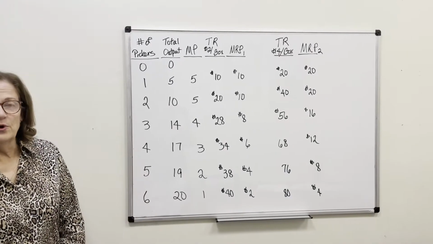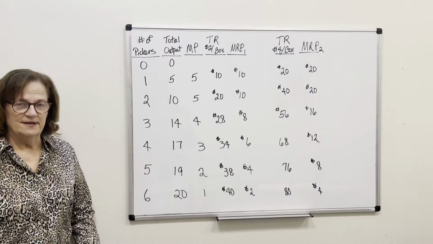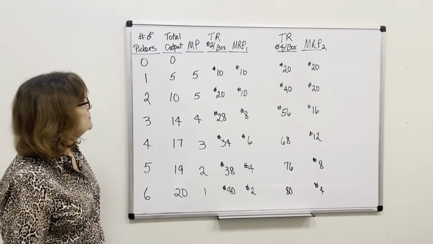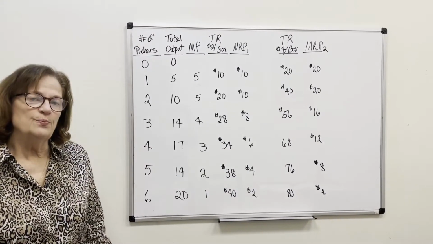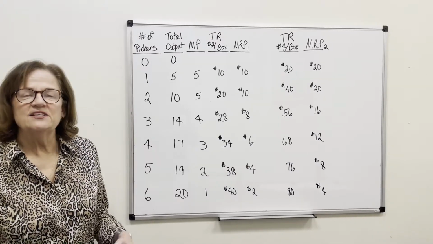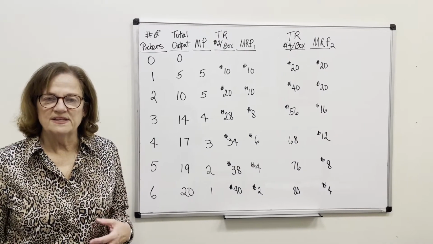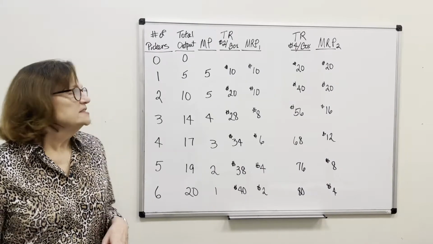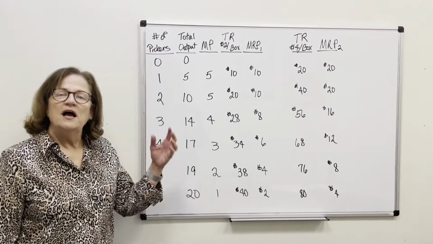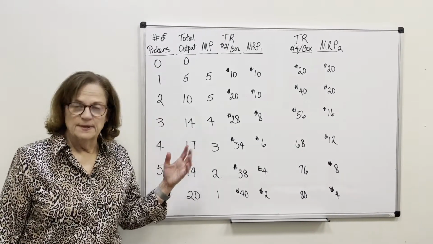Right now we're going to work a marginal revenue product problem. Remember, marginal revenue product is the additional revenue that a firm gets when they hire another worker. So let's look at a strawberry farm.